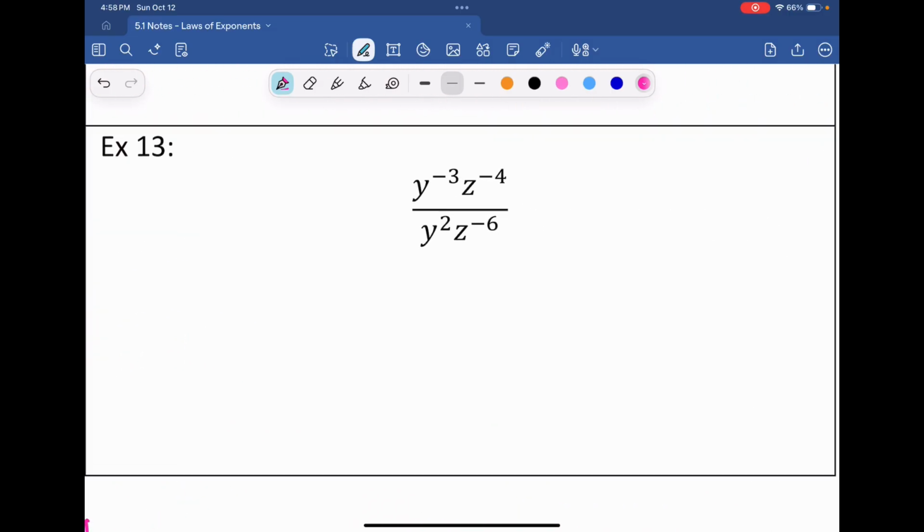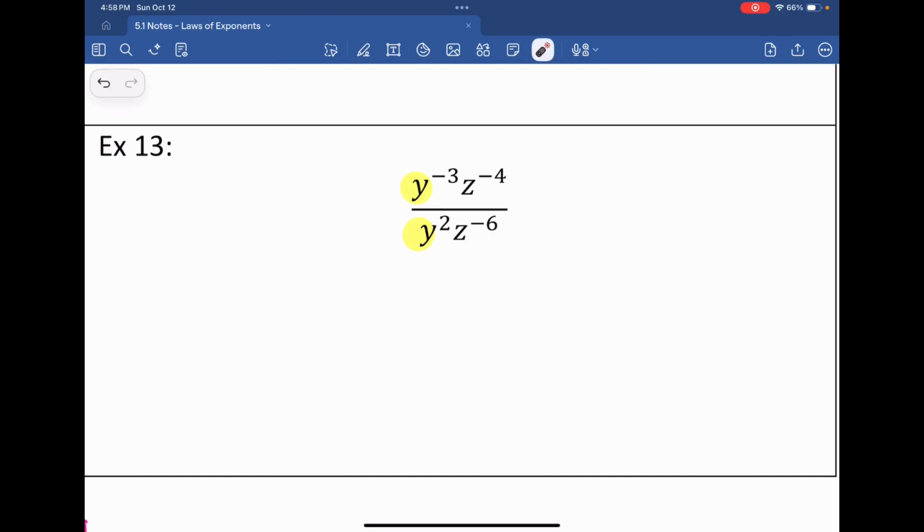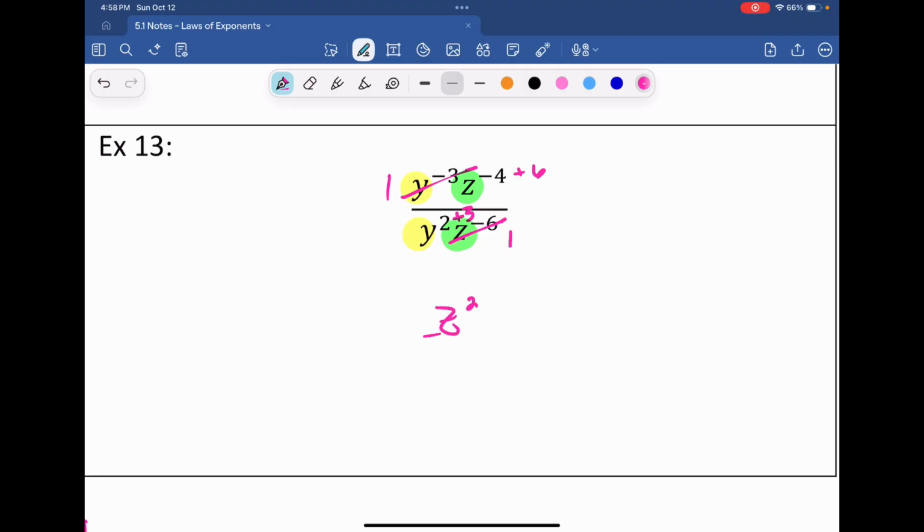All right, last one. You want to simplify before applying any negative exponents. This is quotient. We have y negative 3, y squared. Negative 3 is smaller than 2. Bring it down. Change its sign. You have your z next. Negative 6 is the one that's smaller. The bigger the negative sign, the smaller the number. So bring it up, change its sign. So z squared over y to the 5th.